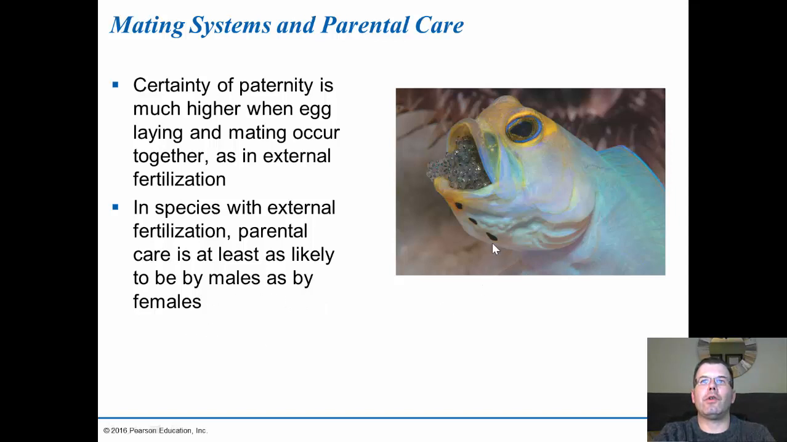And so also in those species, what you see is that parental care is at least as likely by males as by females. And so you can see here in this male fish, he's actually carrying the fertilized eggs in his mouth. And we see examples in seahorses as well, where the males will do the parental care and not the females. The females will release the eggs, the males will fertilize the eggs, and then they'll care for it in their pouches and care for the offspring until they're ready to be born.